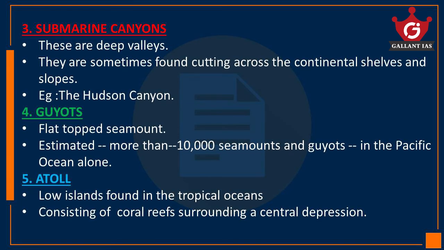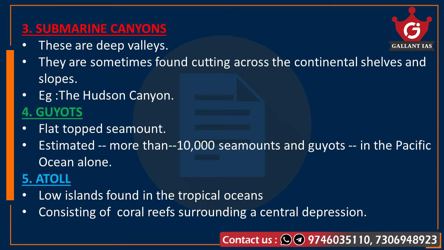Next one is the submarine canyons. These are deep valleys, and sometimes they cut across the continental shelves and slopes, often extending from the mouth of large rivers. An example of a submarine canyon is Hudson Canyon, which is the best known submarine canyon in the world. So please note that.